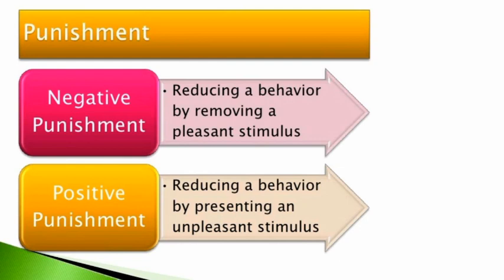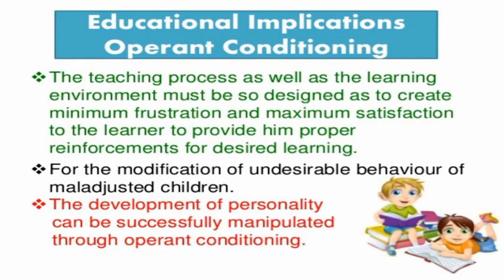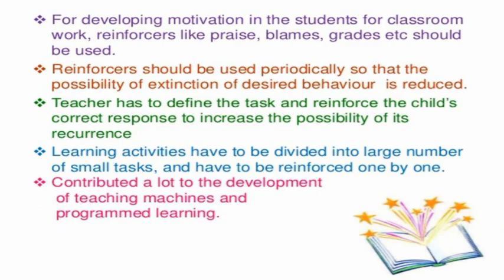Punishment is of two types: negative punishment and positive punishment. Negative punishment reduces a behavior by removing a pleasant stimulus, and positive punishment reduces a behavior by presenting an unpleasant stimulus. Here, as teachers, what we can do in operant conditioning is modify the undesirable behavior of maladjusted children and develop their personality successfully through operant conditioning.